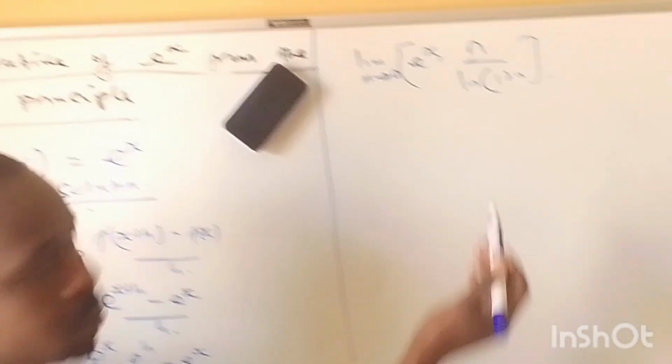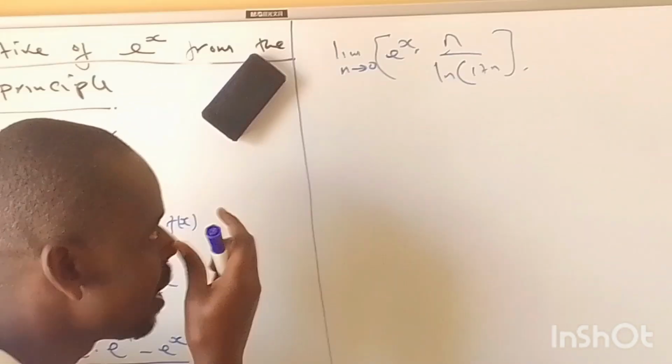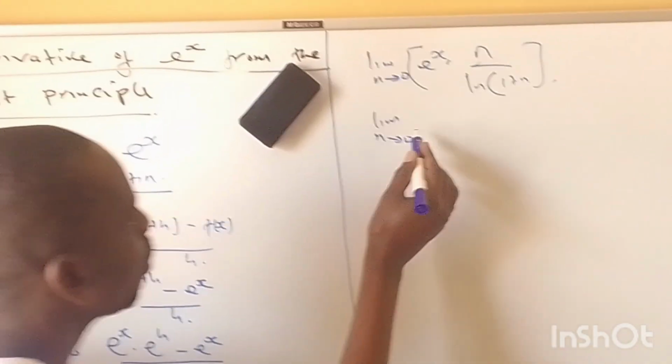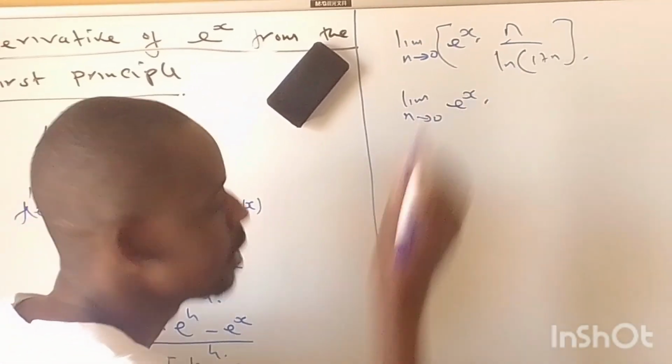the bracket. So what I want to do is flip this one, so that we have, as the limit n tends to 0, then we have the e raised to x dot.